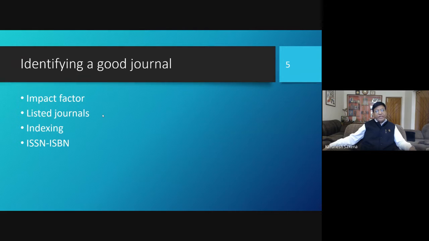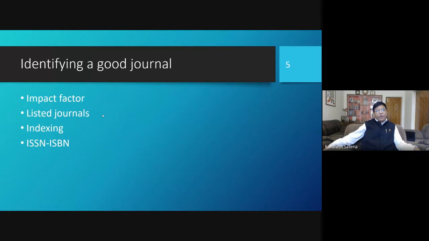Listed journals, I have already told you. For management, we have the ABDC list of journals also, that is the Australian Business Deans Council's list of journals. That has good recognition. If you want to apply to the IIMs also, then you will require publications in these good quality journals.